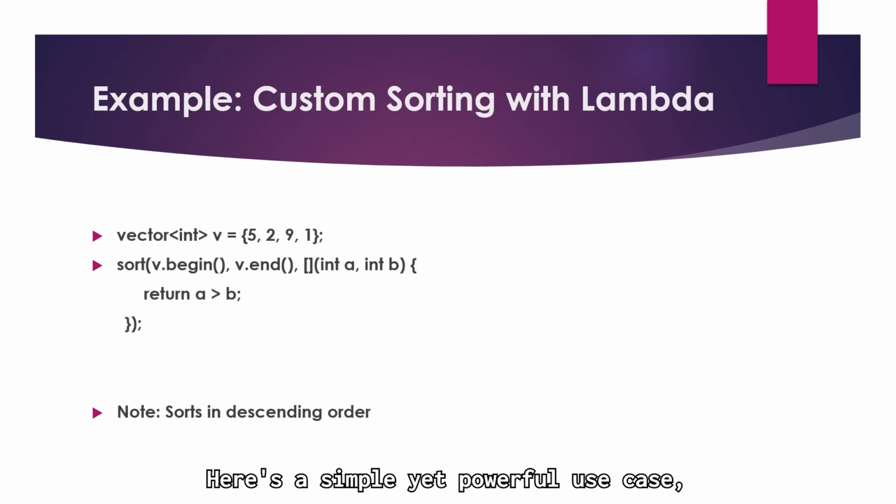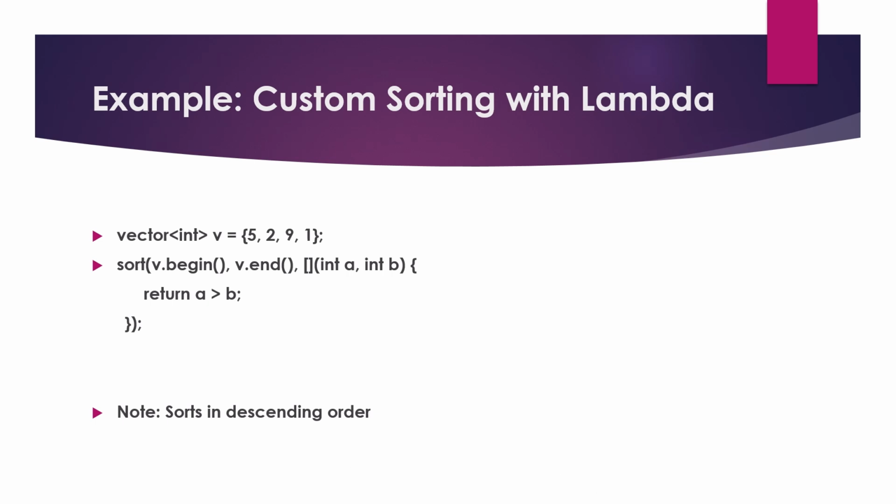Here's a simple yet powerful use case, sorting a vector in descending order. Using the sort algorithm with lambda, we pass a custom comparator right to the call. Notice how the lambda takes two integers, compares them using greater than, and the vector gets sorted in descending order, all without creating a separate function. This is clean, compact, and highly readable.